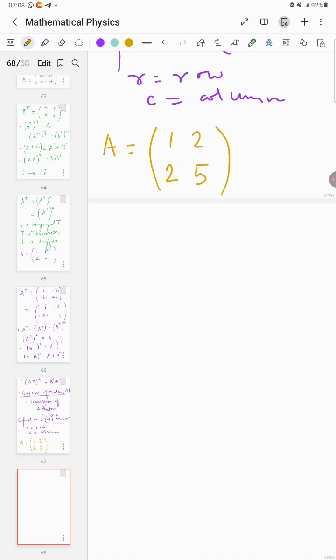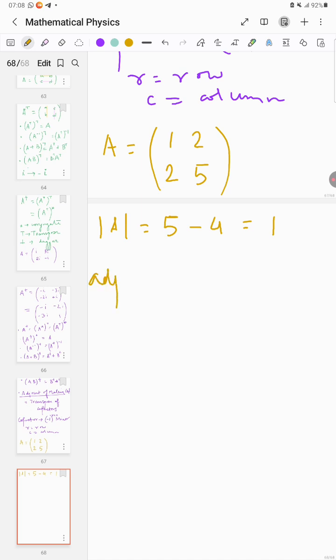Okay, so let us consider a matrix 1, 2, 2, 5. Now determinant of A will be, we all know, 5 into 1 minus 2 into 2. So determinant of A will be 1. So now what will be adjoint of A?